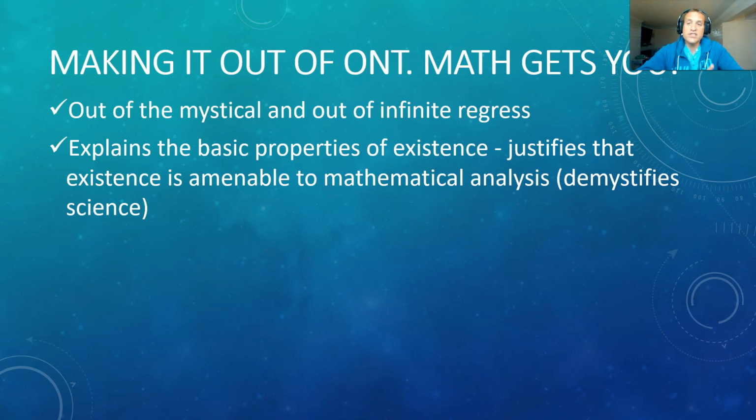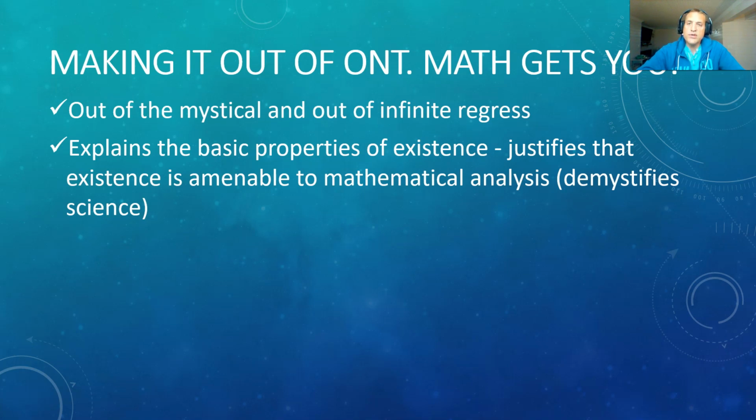And this is it, justifies that existence is amenable to mathematical analysis. And that means that it demystifies science. It explains why science exists. It explains why science works. Science does not actually explain why itself works, and as we've discussed in the previous videos, in its use of mathematics, it calls its use of mathematics a miracle and has no explanation for why it can use math to do science.